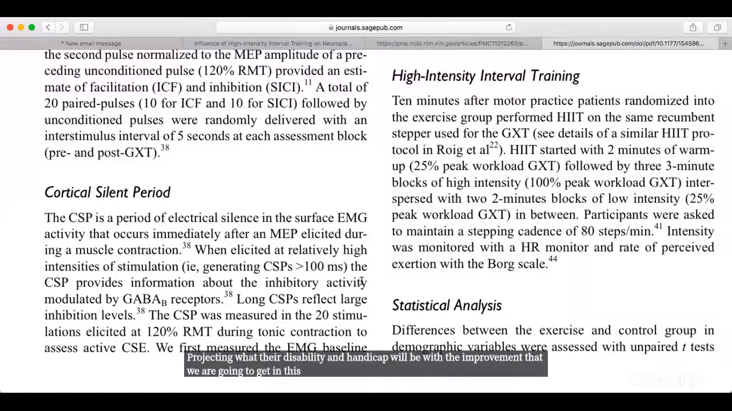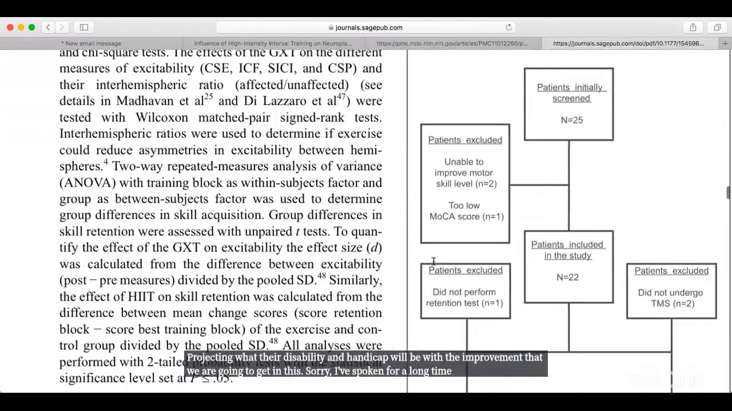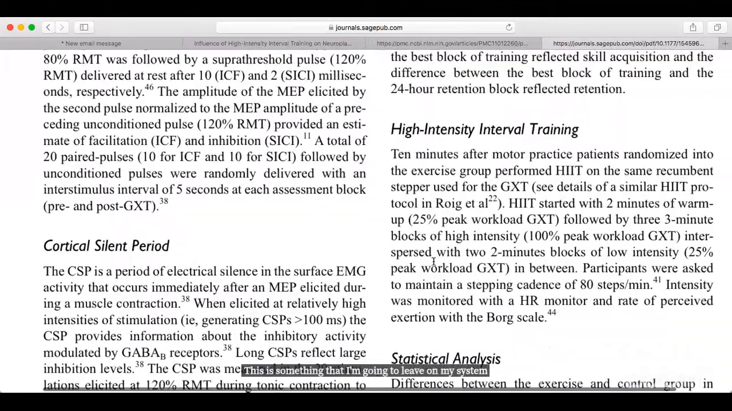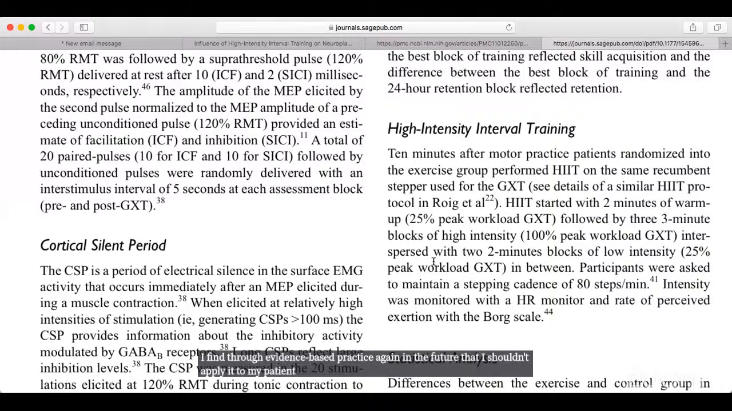Sorry, I've spoken for a long time, but I'm excited because as I teach, I learn. This is something that I'm going to leave on my system. I'm going to learn it more, and I'll begin to apply it on my patients, unless there's any reason I find through evidence-based practice again in the future that I shouldn't apply it to my patient. I'm very confident that this is something that I'm going to take forward into the clinic.